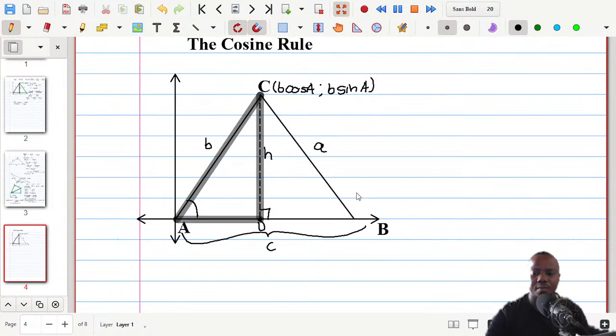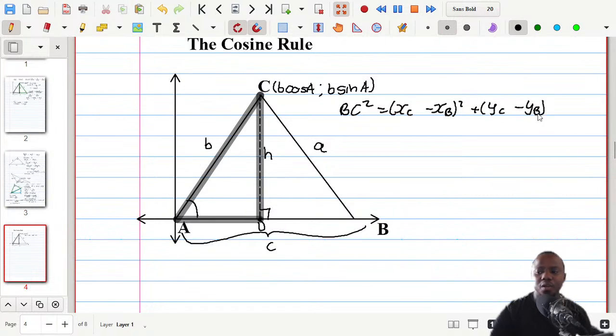Now, if you can remember, since we've got the coordinates of BC, we can make use of the analytical geometry distance formula. So BC squared is equal to (x of c minus x of b) all squared plus (y of c minus y of b) all squared.